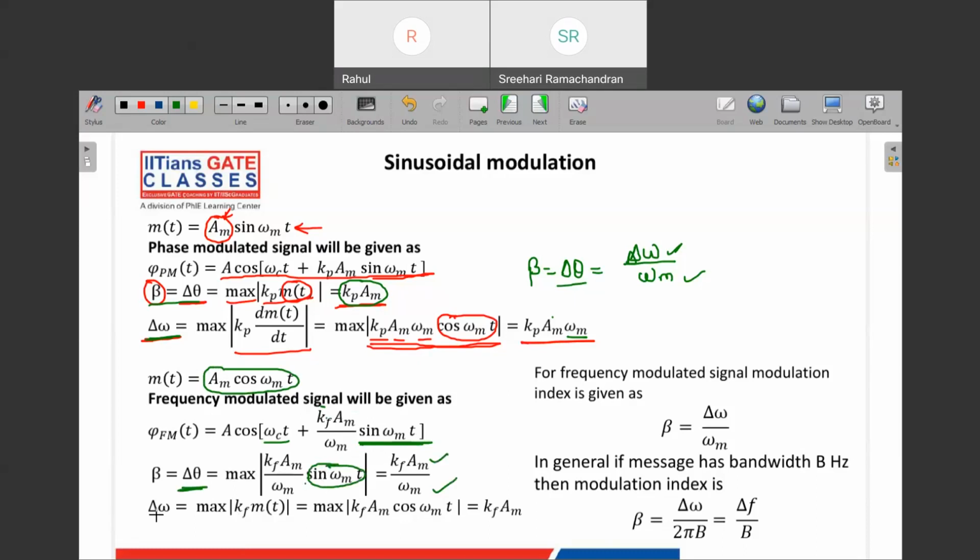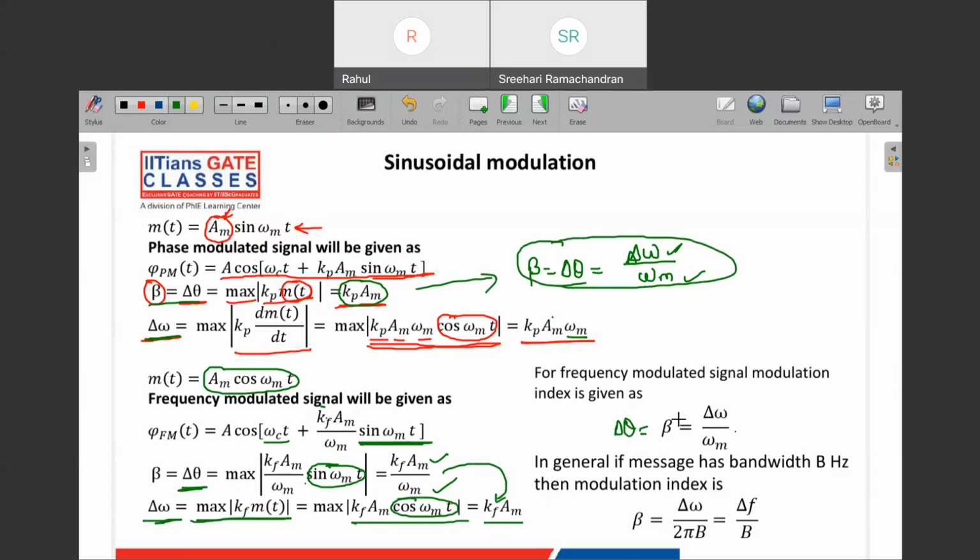Now the maximum frequency deviation will be given as max of k_f into m(t), and m(t) is A_m cos omega_m t. Again it attains the maximum value when the cos is 1, which is equal to k_f into A_m. In this case, if you see beta and delta omega, there is a relationship that beta, which is also equal to delta theta, is equal to delta omega by omega_m. This is for the phase modulation we checked. The same is true for frequency modulation also: beta is equal to delta omega by omega_m.